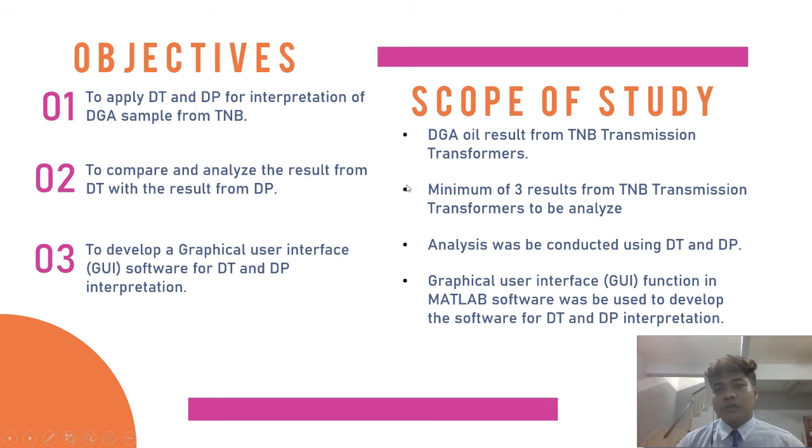Next, I will continue on the scope of study. The first scope is DGA results from TMB transmission will be used. A minimum of 3 results from TMB transmission was analyzed. The analysis was conducted using DT and DP. Lastly, the graphical user interface GUI function in the MATLAB software was used to develop the software for DT and DP interpretation.